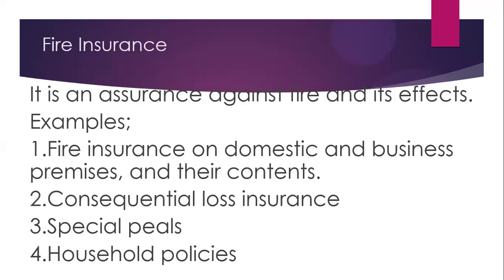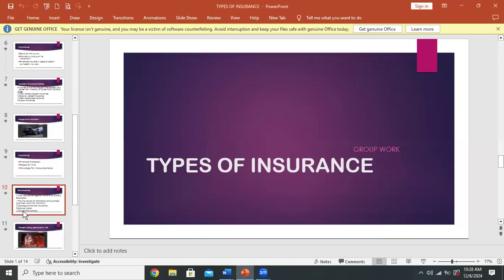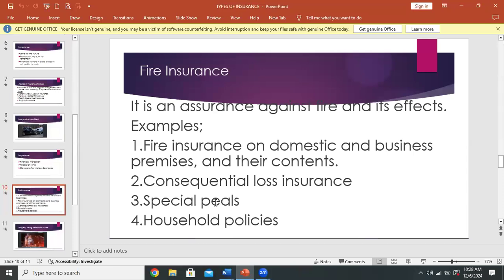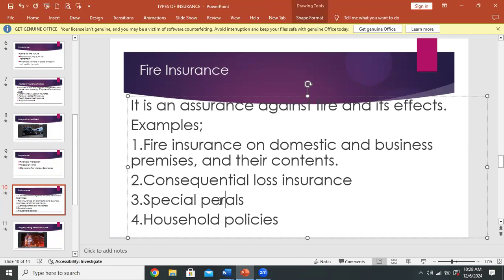The third type of fire insurance is the special perils. It's supposed to be perils, I'm sorry, if you didn't see that. P-E-R-I-L-S. So special perils, for example flooding, earthquakes, burst pipes, tornadoes, etc., which can be covered by an additional premium. The special perils are talking about those special situations that occur, like natural disasters and the rest.